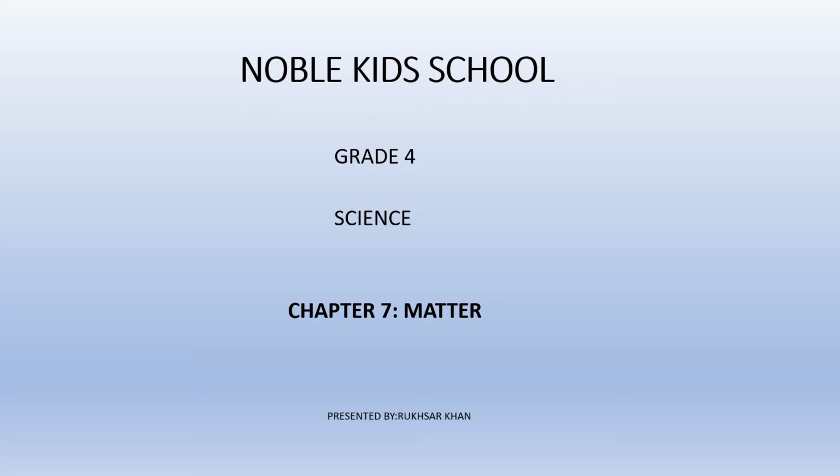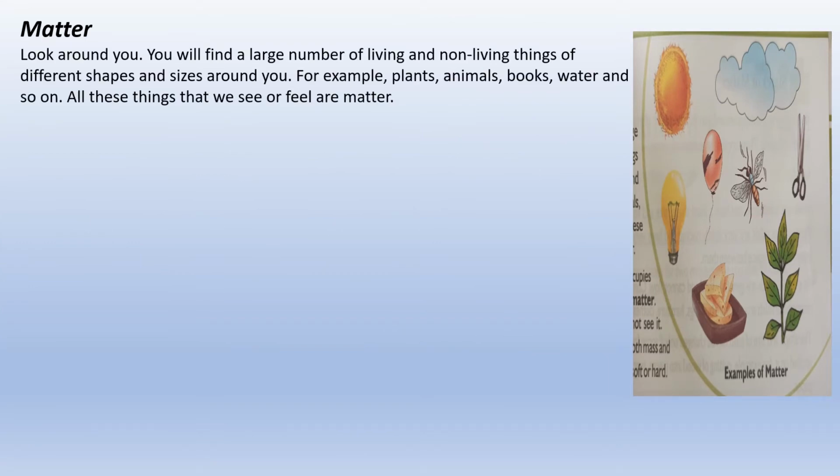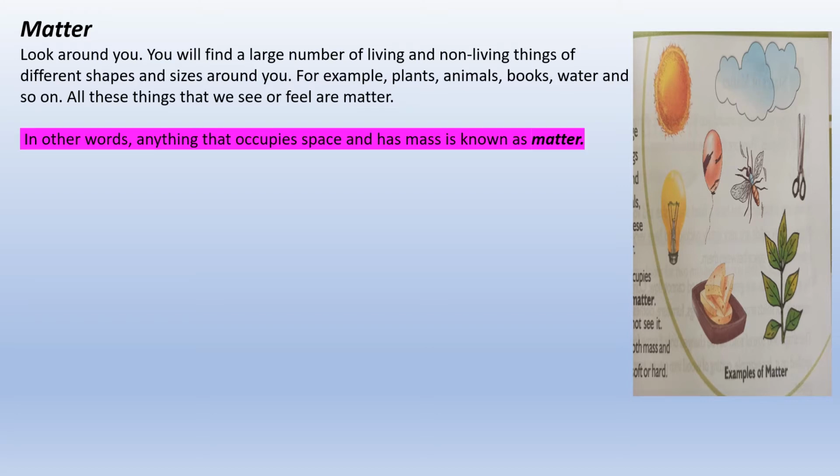Today we are going to start with a new chapter, chapter number 7, Matter. Look around you. You will find a large number of living and non-living things of different shapes and sizes around you. For example, plants, animals, books, water, and so on. All these things that we see or feel are matter.